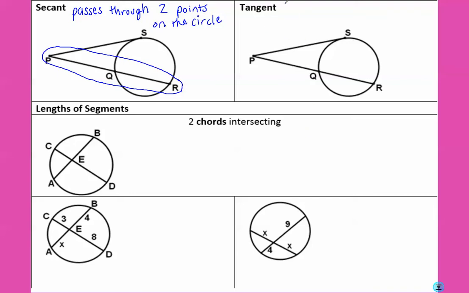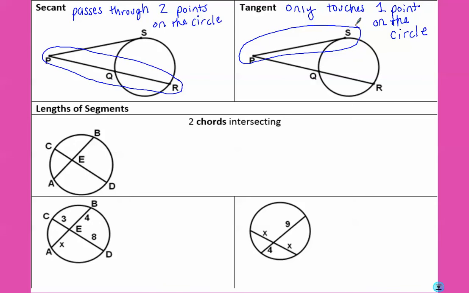A tangent line only touches 1 point on the circle. So it would be like SP.